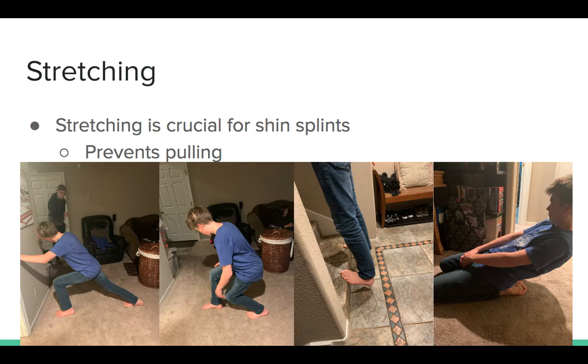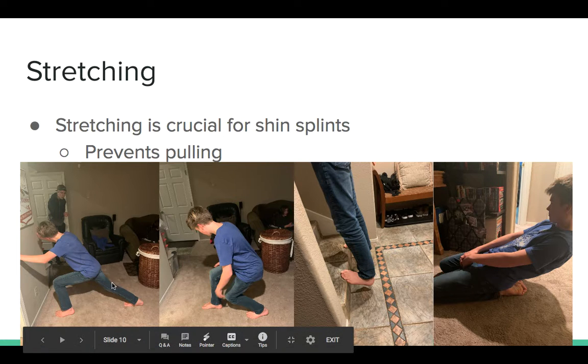Stretching. So I started the program with some stretching exercises. Stretching is very crucial for shin splints. It prevents pulling of the muscle, which then leads to the micro tears. The first stretch I had him do is a gastrocnemius calf stretch. After that, I had him do a soleus calf stretch, Achilles stretch, and then finally a tibialis anterior stretch.